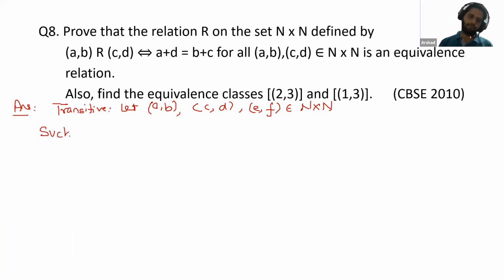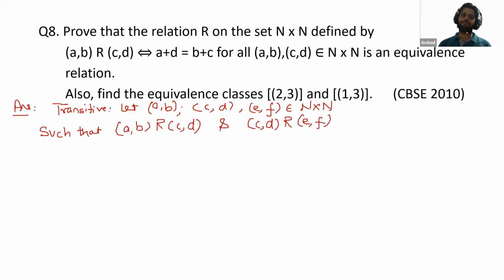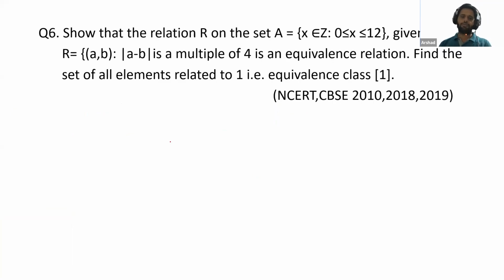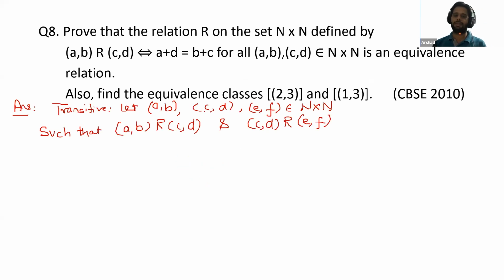Such that, what we always assume, a comma b is related with c comma d, and c comma d is related with e comma f. We have 3 values: first this one, second this, third this. If you relate this with the previous question, we assume a, b, c, and we say a comma b, b comma c, and then we prove that a comma c belongs to R. Here, the first value is a comma b, second is c comma d, third is e comma f. We have assumed that the first and second values are related, and the second and third are related.